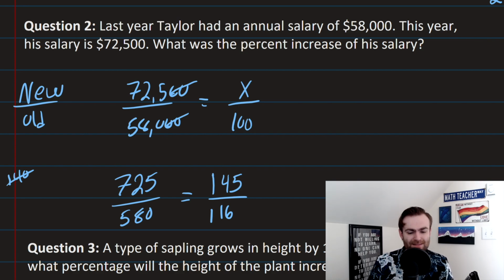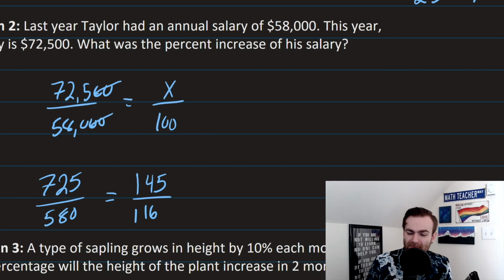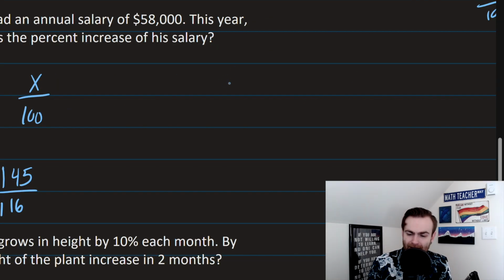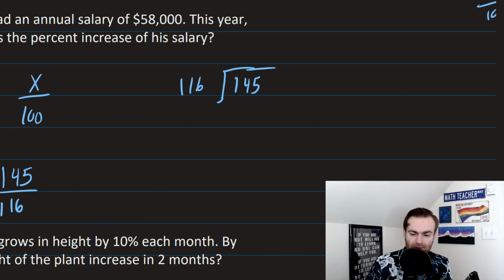Now, this still looks ugly. It still looks like we can't do much with it. But that's where we can rely on some old-fashioned long division. Oof, I know. Let's try it out, though. So, using long division, I can put the 145 in its own little box-ish, and 116 outside.